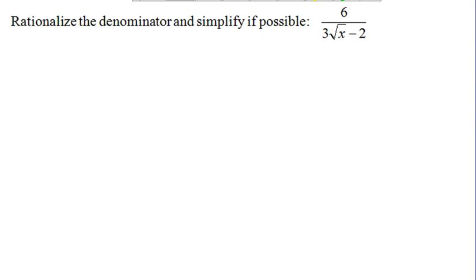Let's take a look at this one. We want to rationalize the denominator and simplify afterward. So we try to do something to get rid of the radical in the denominator. We see that in the denominator we have a radical x. Well, how can I get rid of this radical?